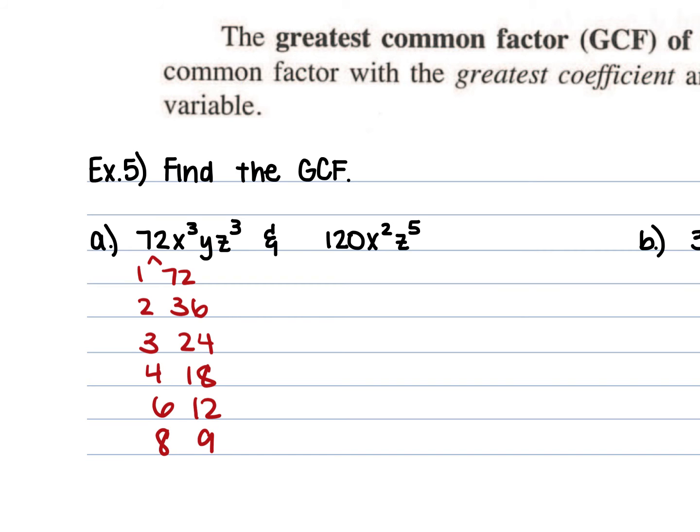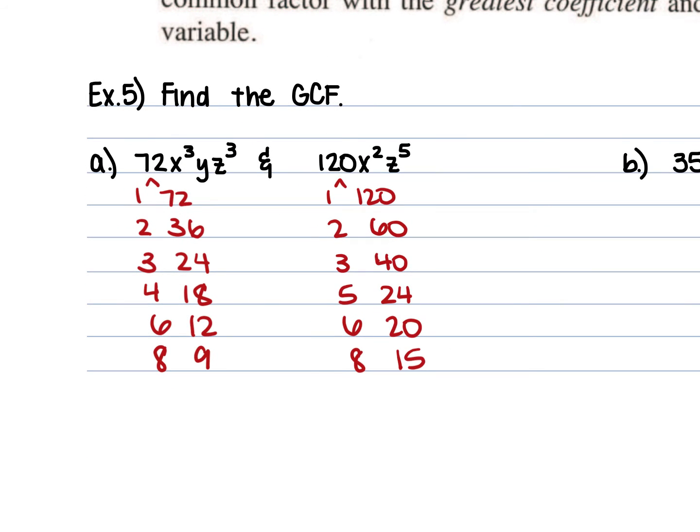For 120, we have 1 and 120, 2 and 60, 3 and 40, 4 and 30, 5 and 24, 6 and 20. 7 does not go into 120 evenly. 8 goes in 15 times. 9 does not go in evenly. And 10 goes in 12 times.